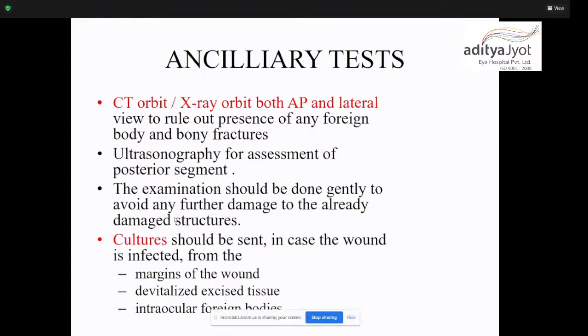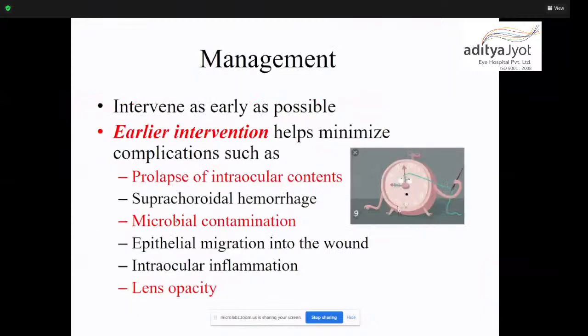So what are the ancillary investigations which we do? You do a CT orbit and extra orbit in case of intraocular foreign bodies. We also do an ultrasonography for assessment of posterior segment after suturing the corneal laceration. And if it's a blunt injury, definitely you should do an ultrasonography. And if you think it's infected, then you should send a culture.